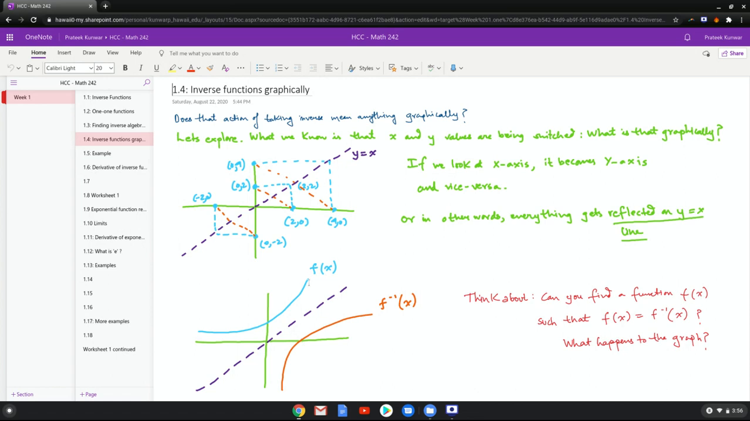In general, if you have a function f of x, the blue function here, you reflect it along the y equals x line, which should be labeled on the purple function here. You get the orange function, which is the inverse function. So it's just a reflection. Here's a question that you can think about. Can you find a function such that it equals its own inverse? Also think about what happens to the graph of that function, or how that works.